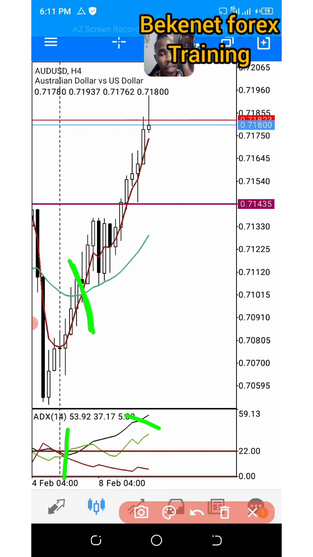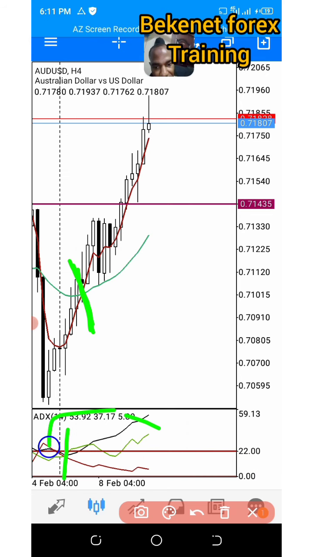But that is not the only case. Now you're going to check if the red is above the green. You keep it aside, it's a buy signal. You come down to your ADX here and check if green is above red. If green is above red, your signal is valid. That's number 2. Then the third thing you need to check is this black line. If this black line is above 22, you're good to go.